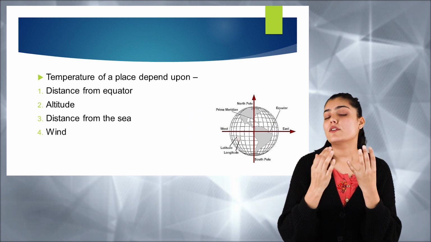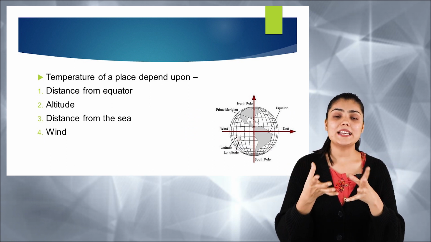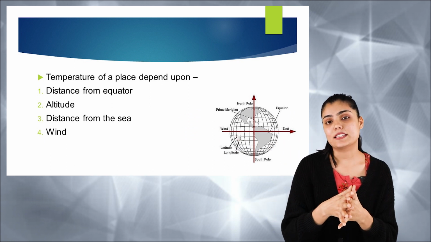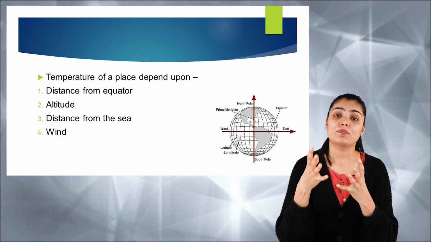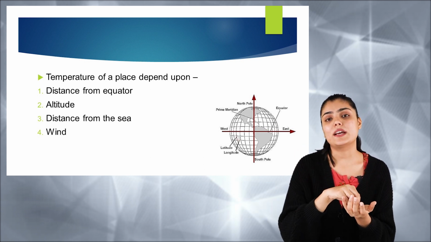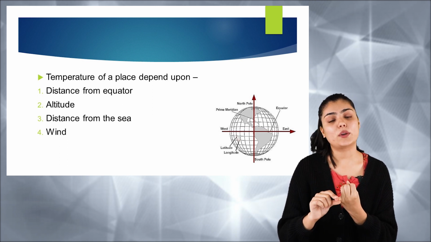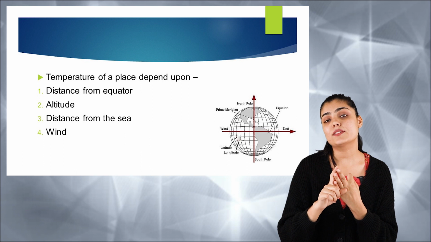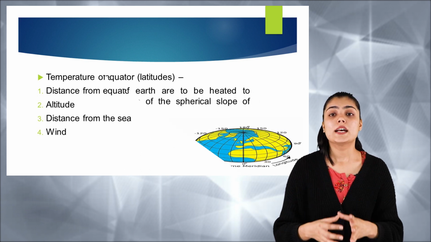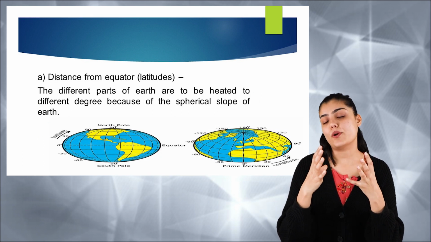So the temperature of a place depends on various things, right? Every place, every region has a different temperature. Why is that so? That is because the temperature of a particular area depends on various other things, such as the distance from the equator, the altitude, the distance from the sea, and the wind. The first one is distance from the equator.